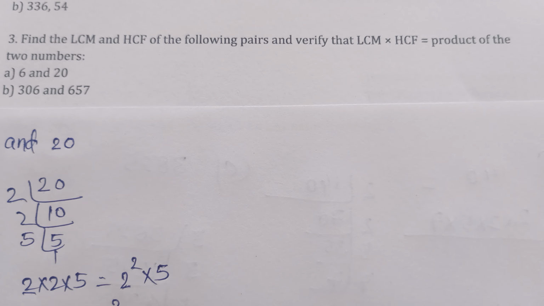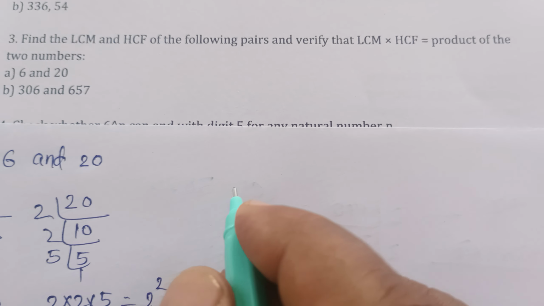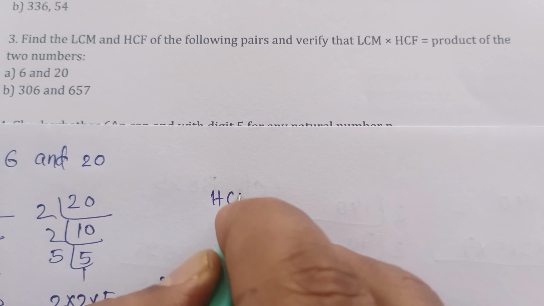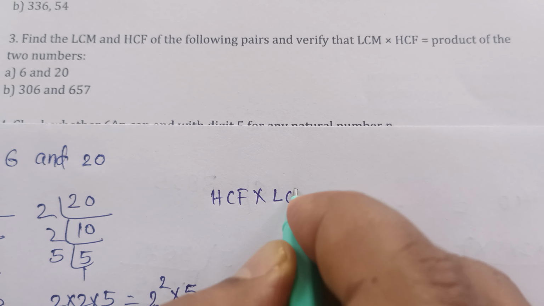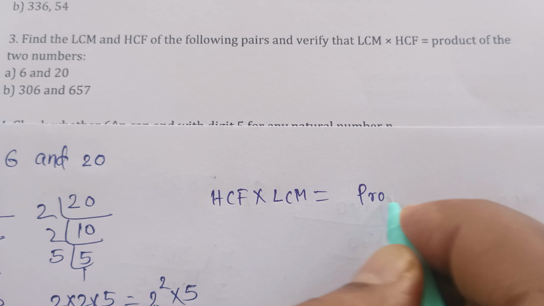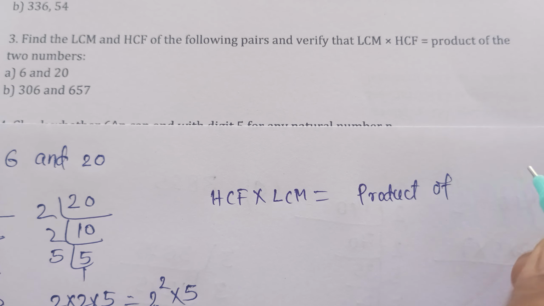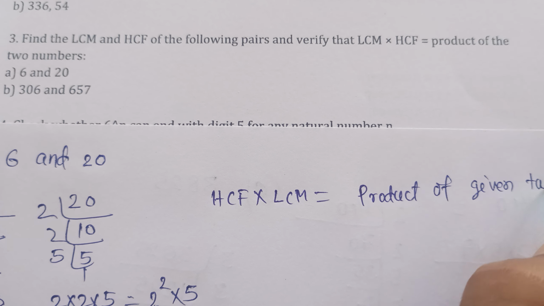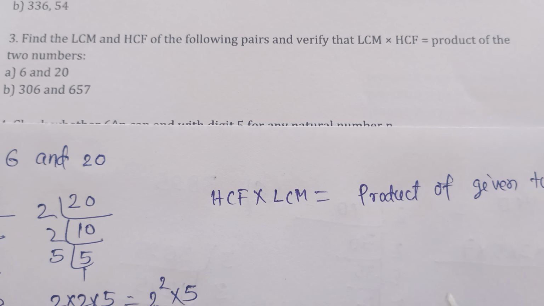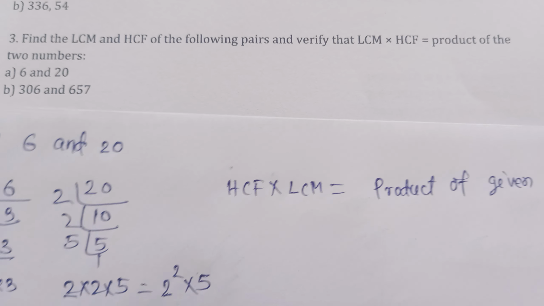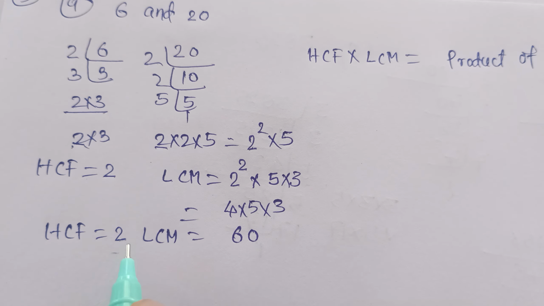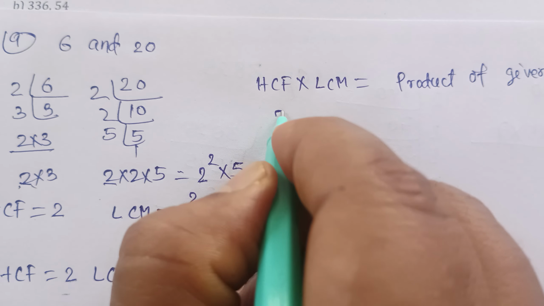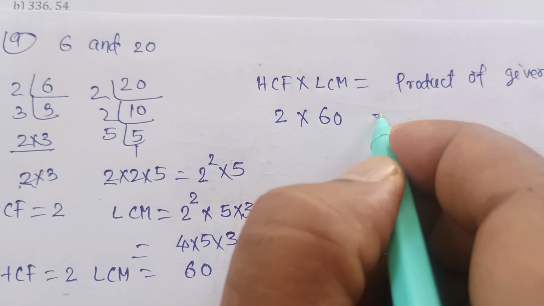Now remember that we have one formula. What is the formula? HCF into LCM is equal to the product of the given two numbers. You have to remember this, as one mark they can ask in the exam. So you write HCF 2, LCM 60.